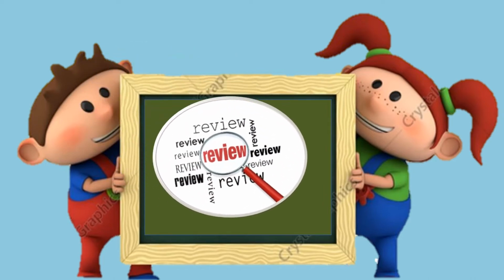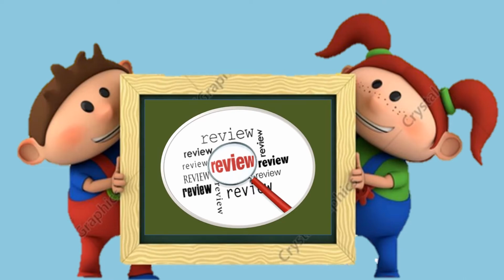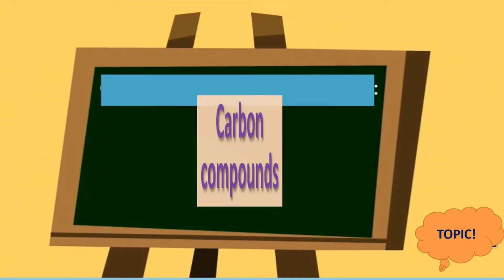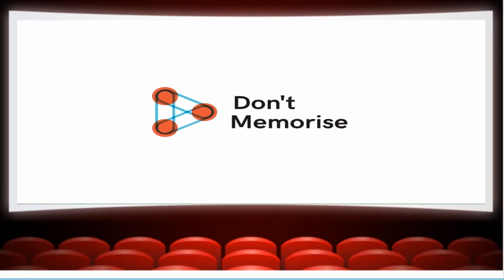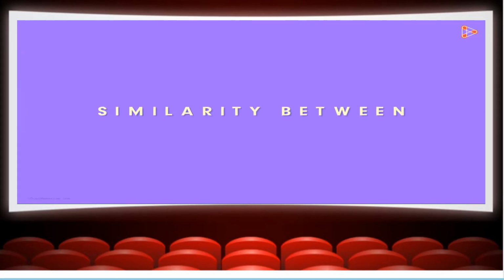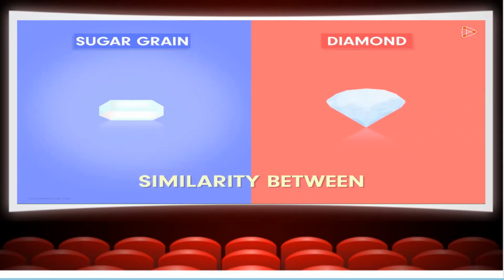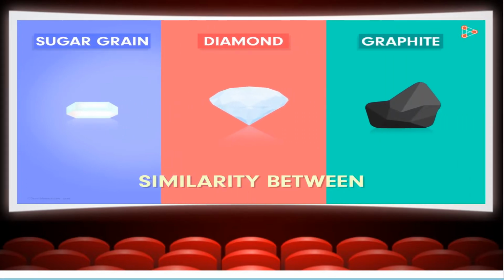So before we proceed with our discussion today, let's have a short review first in our last topic. If I ask you what is the similarity between a sugar grain and a diamond, maybe you'll say that they both are lustrous. And what if I ask you the similarity between a diamond and a graphite? A graphite is just this piece of black stone used in laboratories. Maybe you'll think there is no similarity. Is there really no similarity between these two? The answer would surprise you.